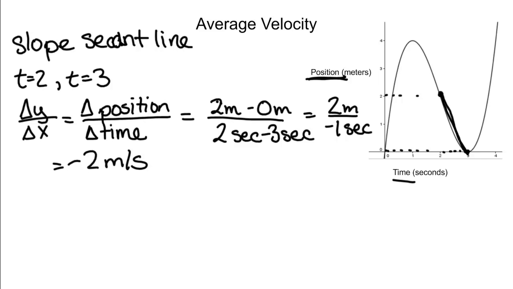This makes sense because the units we got are meters per second, which you should recognize as units for velocity. So that's good. And then let's talk about why this is negative.